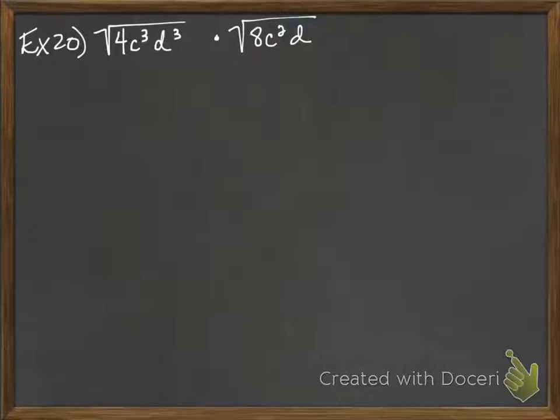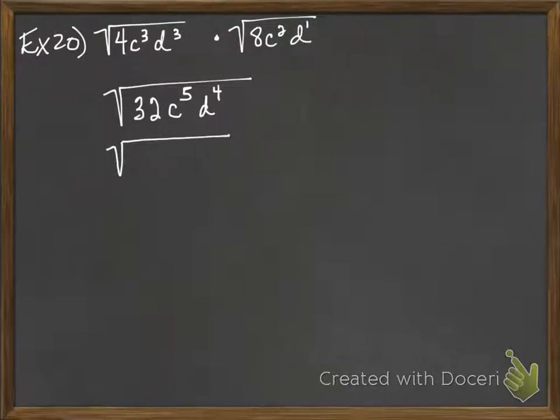So we're going to do 4 times 8, which is going to give us what? 4 times 8 is 32. C to the third times C to the second is C to the fifth, because remember when you multiply variables you add their exponents, and d to the third plus d to the 1 is d to the fourth. So you're just going to multiply what's underneath the square root, and then you're going to simplify it. Is 32 a perfect square? No, there are two things that will go into 32 that are perfect squares, but what's the largest number?